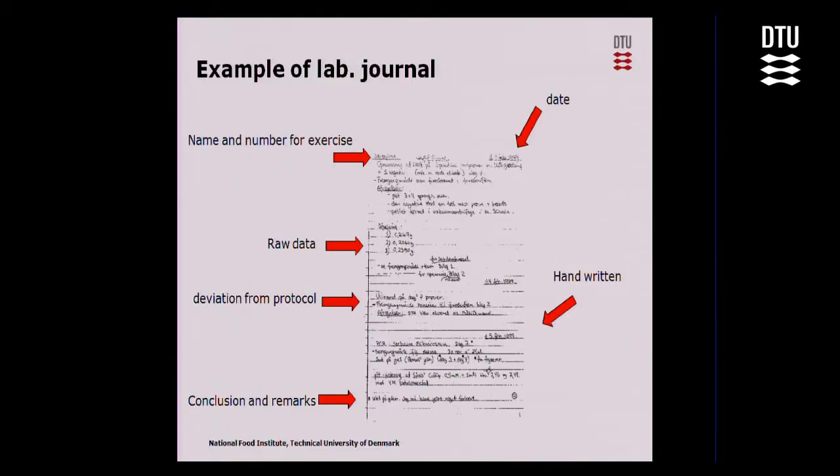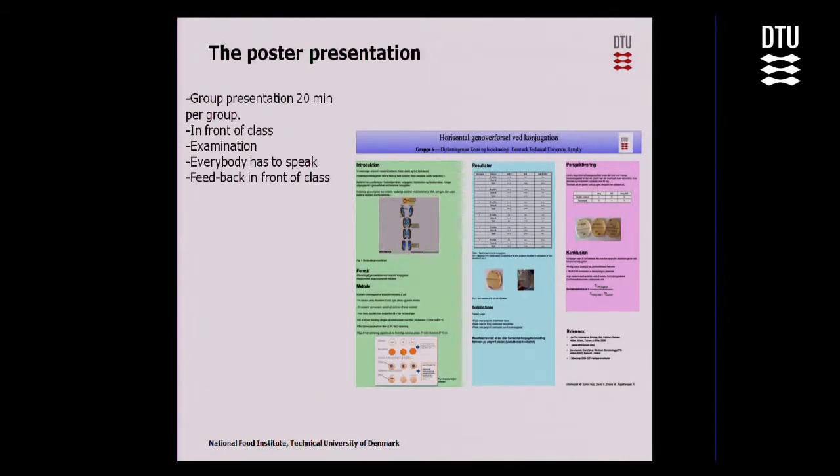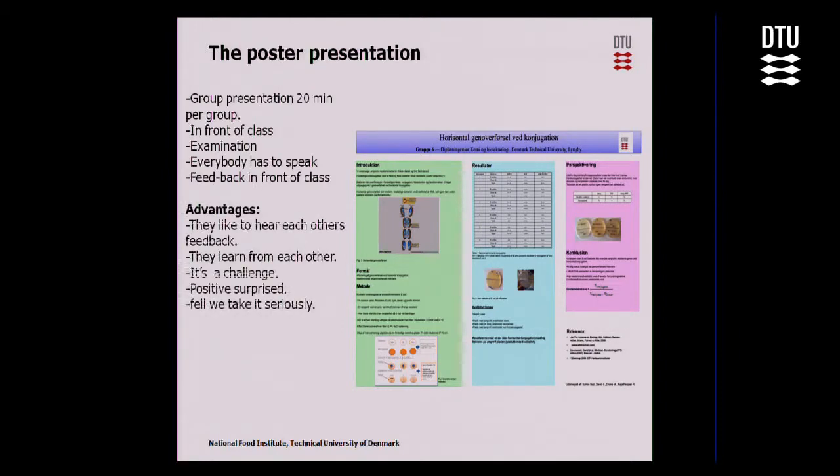Here is an example of what we say they have to be sure of: raw data, deviations from protocol, conclusions, remarks, and things like that. Here's an example. They have to do this presentation in the end, the poster presentation, and they have 20 minutes. Each group, they are about 3 to 4 people, and it's in front of the class. It's an examination, and everybody has to speak, and they will get feedback in front of the class.